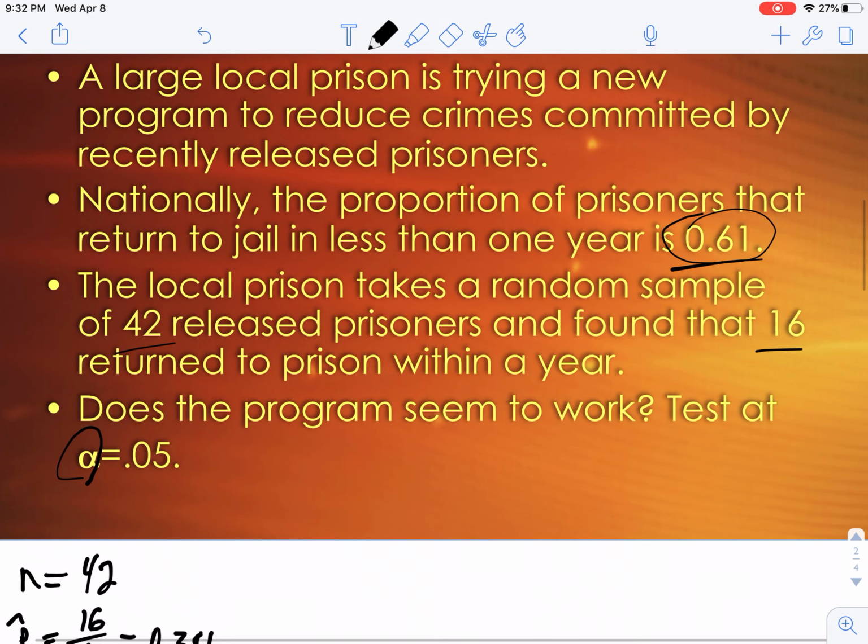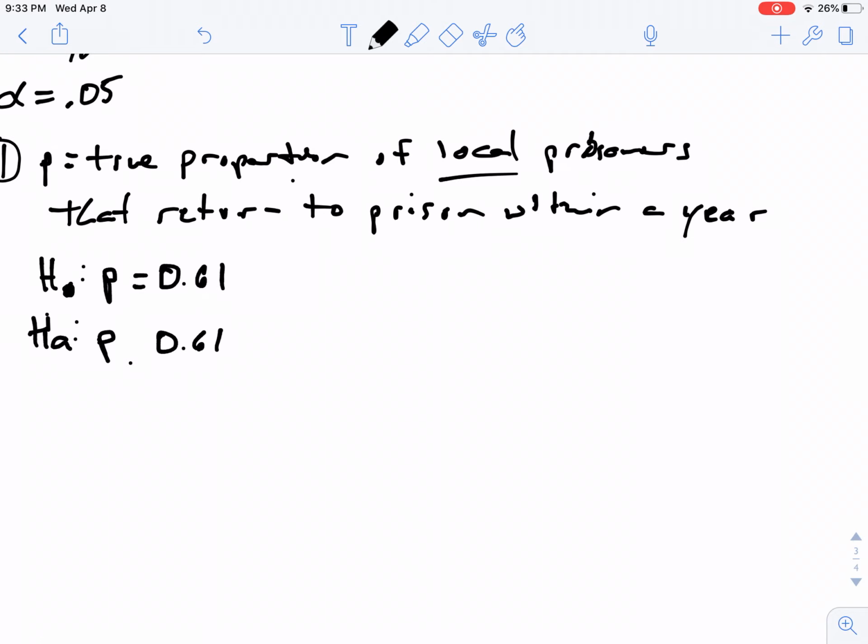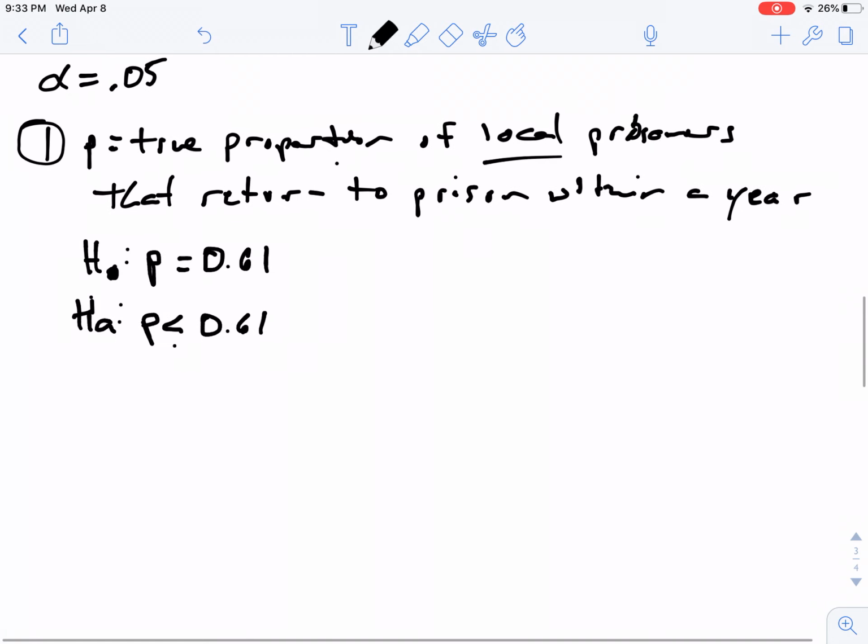I'm trying to see if this return rate was lowered, right, because they're trying to reduce crimes. So I want to try to show, for this local prison, that the proportion is actually less than the national proportion. So that's going to be a less than symbol there for my alternate hypothesis. All right, so that's step one. I got my parameter, I have my hypotheses. So now I can move to step two.